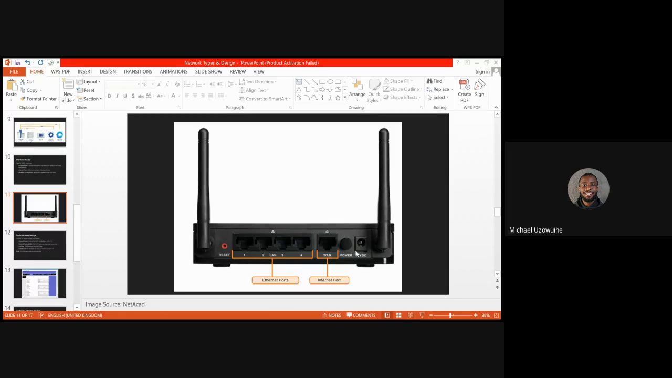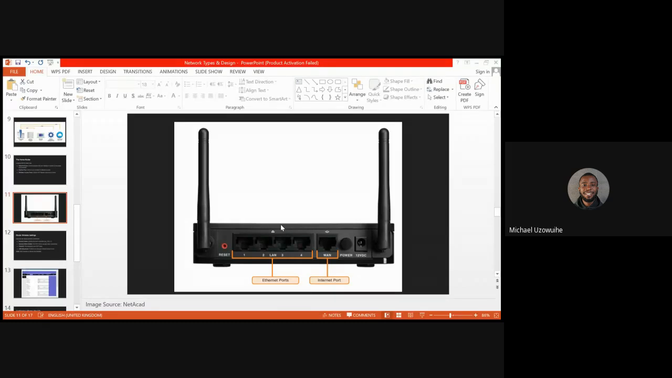Okay, thank you. As you can see, there is a power button here. This is to turn the router on and off. There is a charging port for you to charge the router, as you can see here. And then we have the reset in case your router is misbehaving. So this is just an instance of what a router looks like.